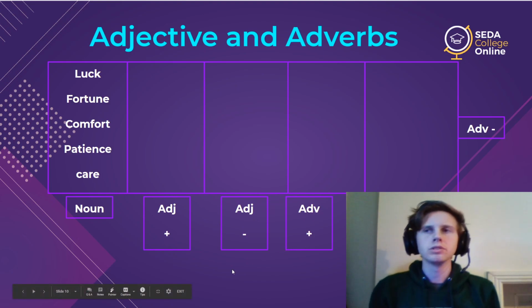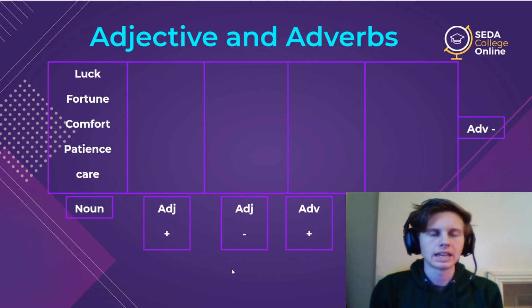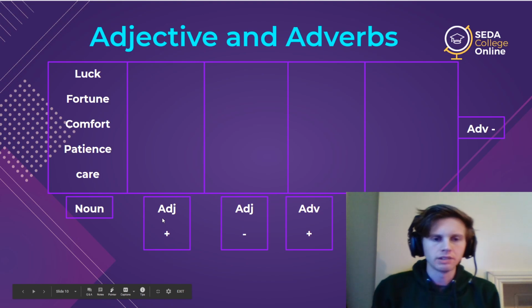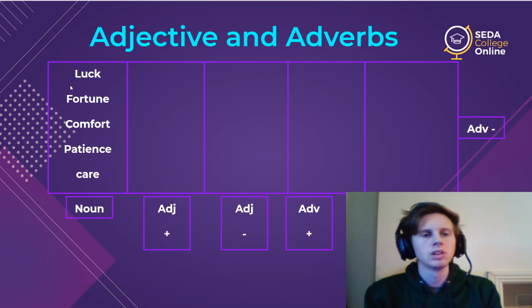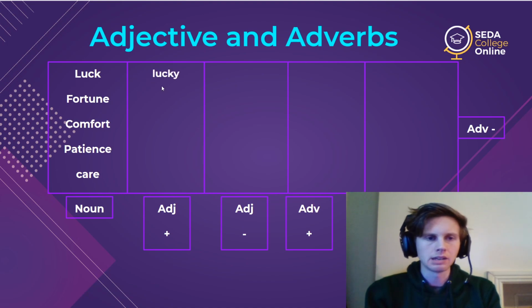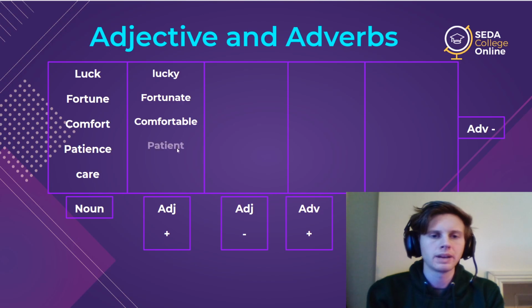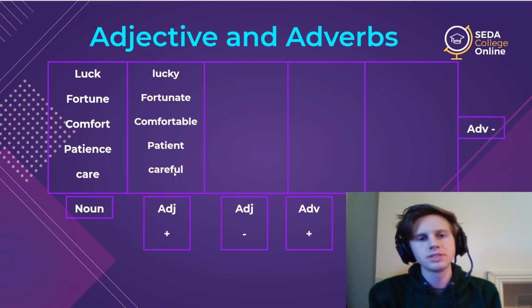And we do this in usually a pretty regular way. The tricky thing is that noun to adjective is not always the same suffix. So for example, luck becomes lucky, fortune becomes fortunate, comfort becomes comfortable, patience becomes patient, and care becomes careful. So adjectives have many different suffixes.